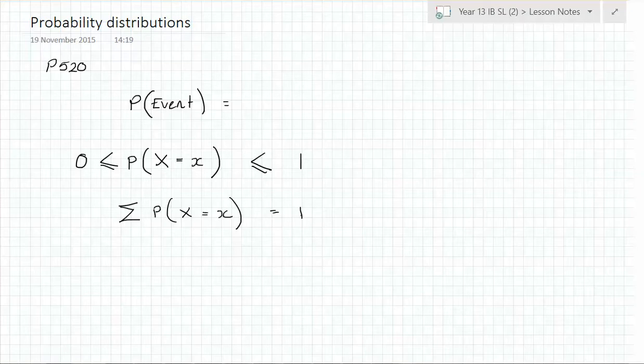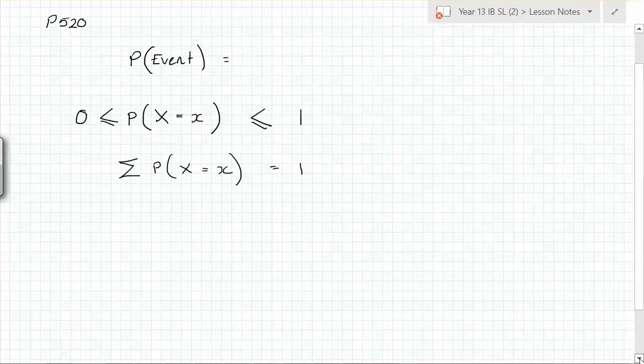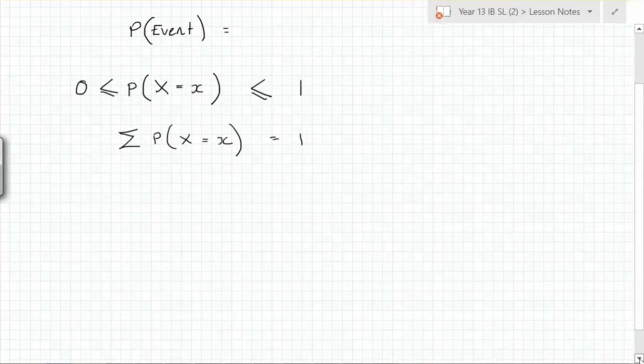Okay. Now what we're looking at is being able to calculate a particular probability distribution. So I'm going to go through. When we talk probability distribution, we're actually looking at just calculating all the probabilities of every outcome. Okay. So if we have a look at an example, let's go for example 2 on page 521.